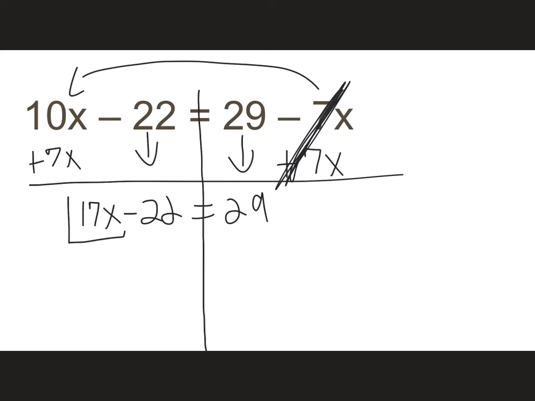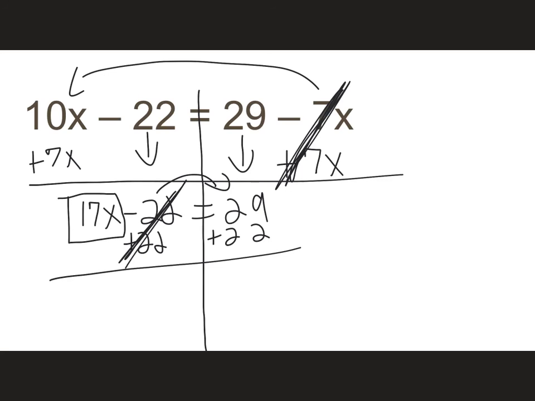Next, we know we need to get this 17x by itself. So I need to move this 22 over. When you're moving across the equal sign, remember you use the opposite operation or the inverse operation. So the opposite of minus 22 is plus 22. Remember, what you do to one side, you do to the other side. These 22s will cancel out.